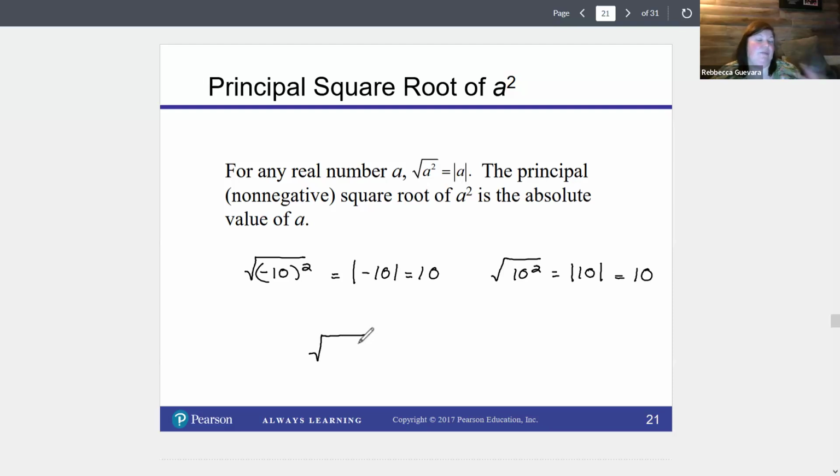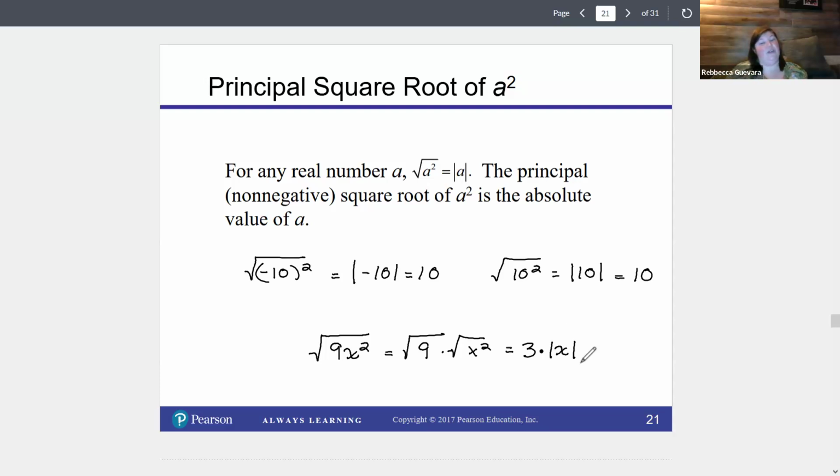just to piggyback off this a little further, if you're dealing with variables, let's say we had the square root of 9x squared. Well, that's the square root of 9 times the square root of x squared. So this is going to be 3. And according to this, the square root of a squared is the absolute value of a. So the square root of x squared would be the absolute value of x.